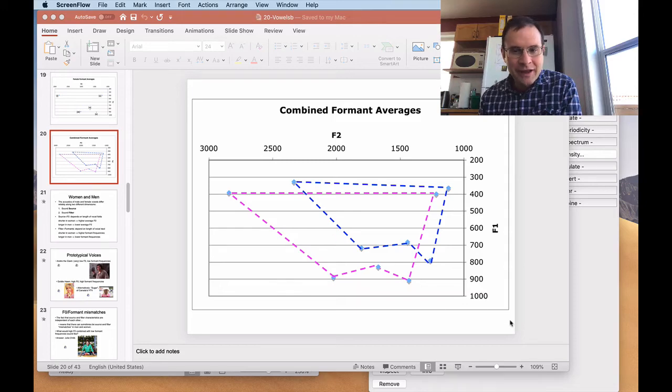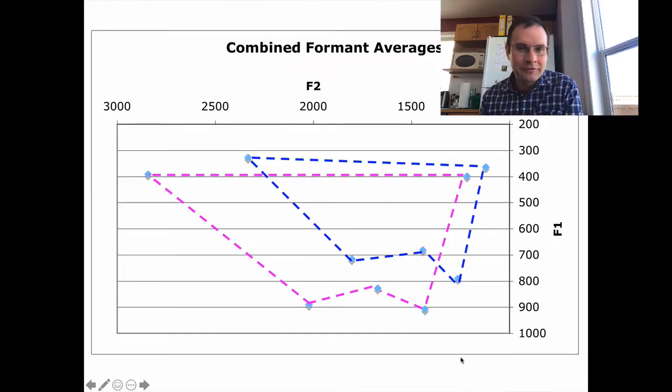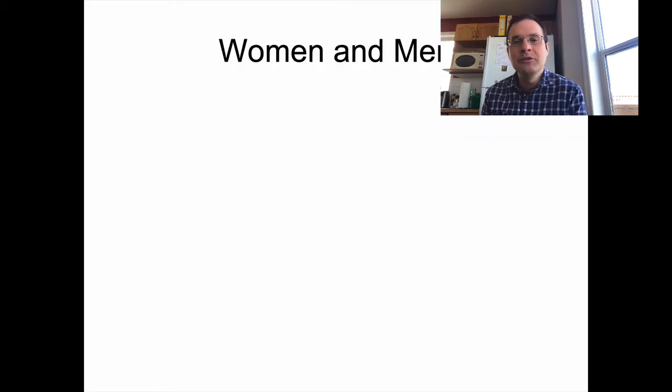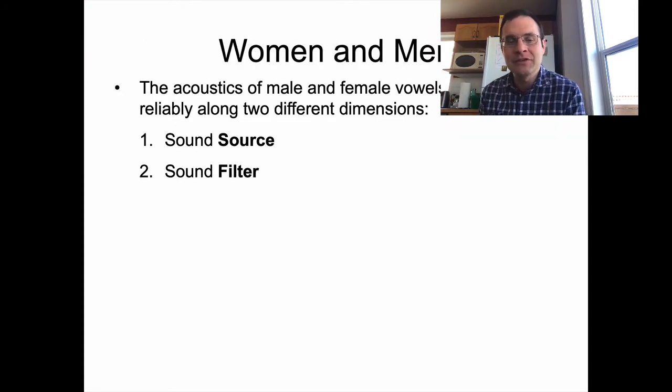All right, we left off last time looking at this chart comparing the average formant values for men and women. Women tend to have higher formant values than men. I want to make sure you understand a subtle point about this, which is that there are actually two things going on here. You often hear people say that women have higher voices than men, or men have lower voices than women. That can mean one of two different things.